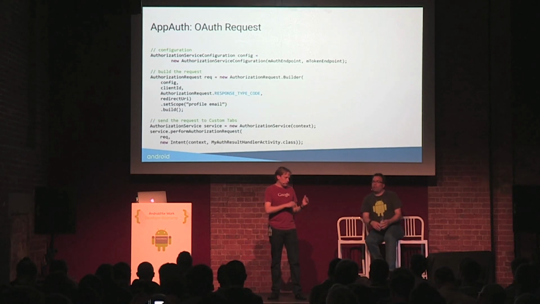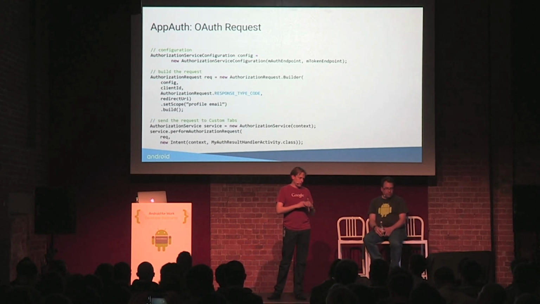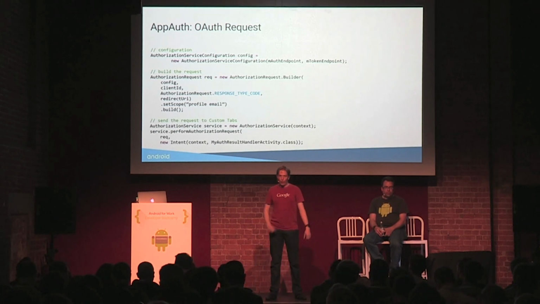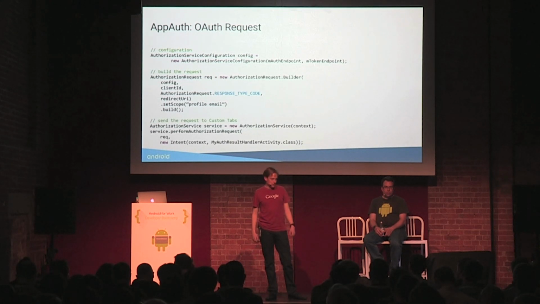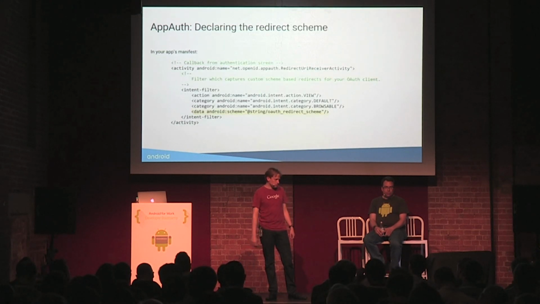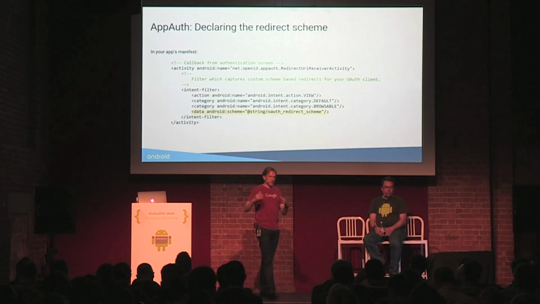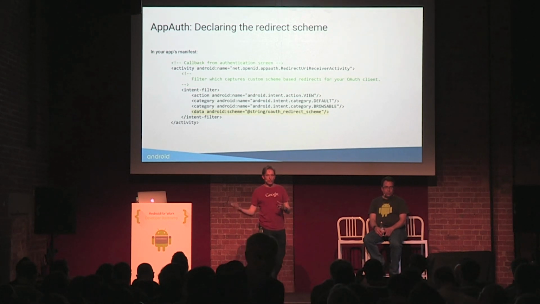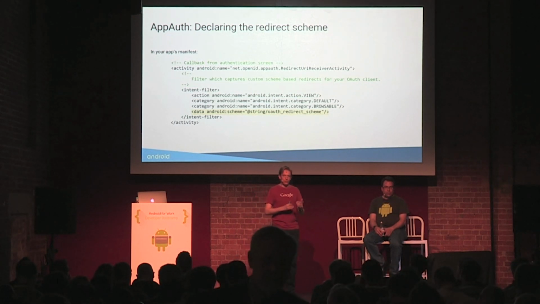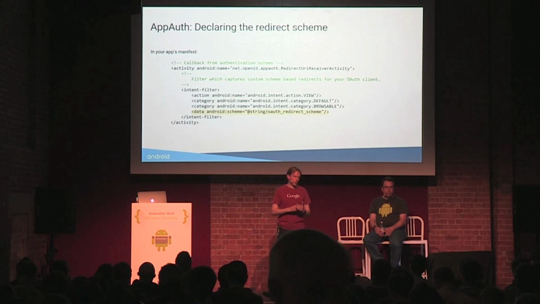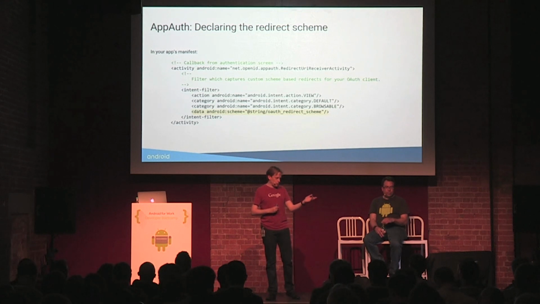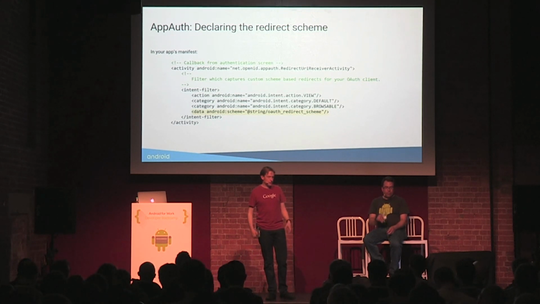And then finally, you send that request that you built to OAuth, and it will load up the Chrome custom tab or fall back to the default browser if Chrome custom tabs isn't ready. Next, to actually get that OAuth authorization code coming back to the app, you need to listen for the intent, which is your redirect URI. And so you'll need to edit the app manifest and add a new intent filter there to watch for your redirect scheme.